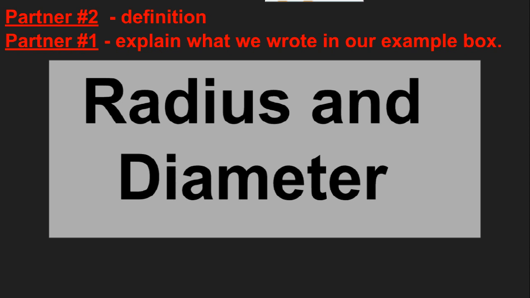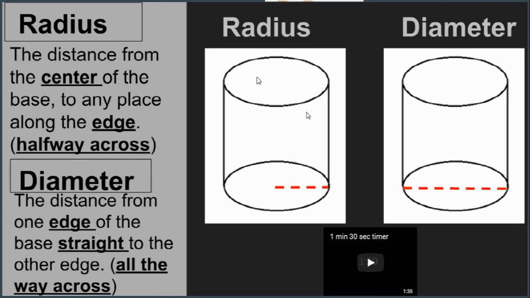All right, if you could finish up your discussion and look up here one more time, let's discuss radius and diameter. Again, when I get to an underlined word, you guys are helping me out. So radius is the distance from the center of the base to any place along the edge. It has to be the very center of the base, going across to the outside, and it's halfway. So the radius is halfway.